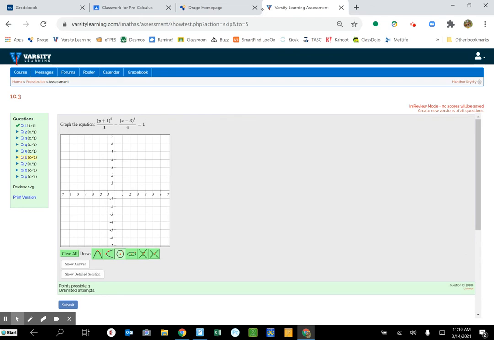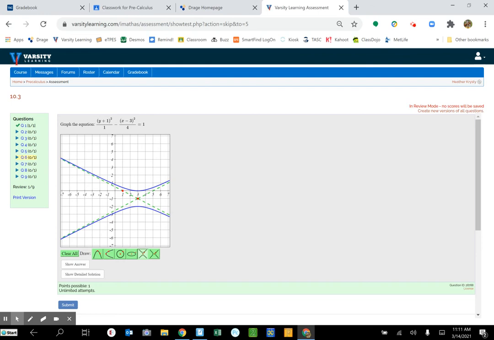So we know the y is first, so it's going to go up and down. So we're going to pick that tool. And then you want to find your center. Now, don't be fooled, right? It's not HK. The H always goes with the X. So this is going to be 3, -1. So 3, -1. Click on your center. And then my a squared is going to go up 1. So I'm going to go up 1. And then my b squared is 4, which means I'm going to go left and right 2. And so that guy is going to go there and I'll be done with that, right?